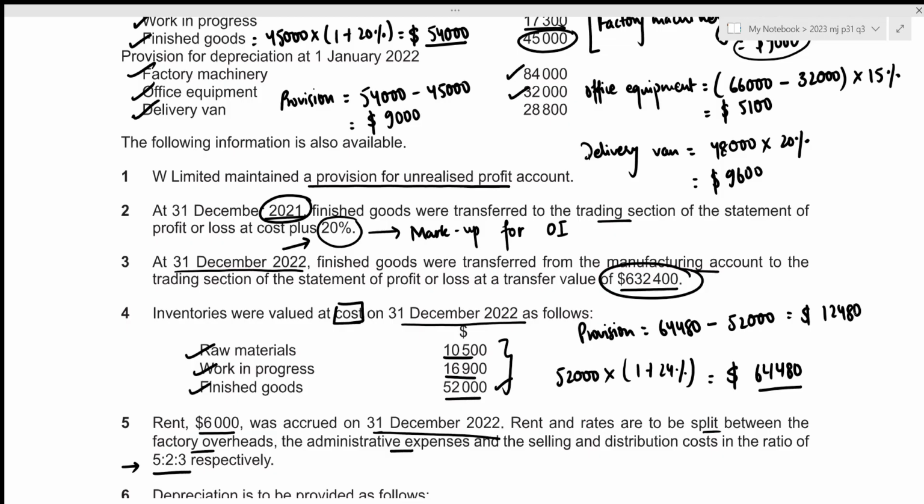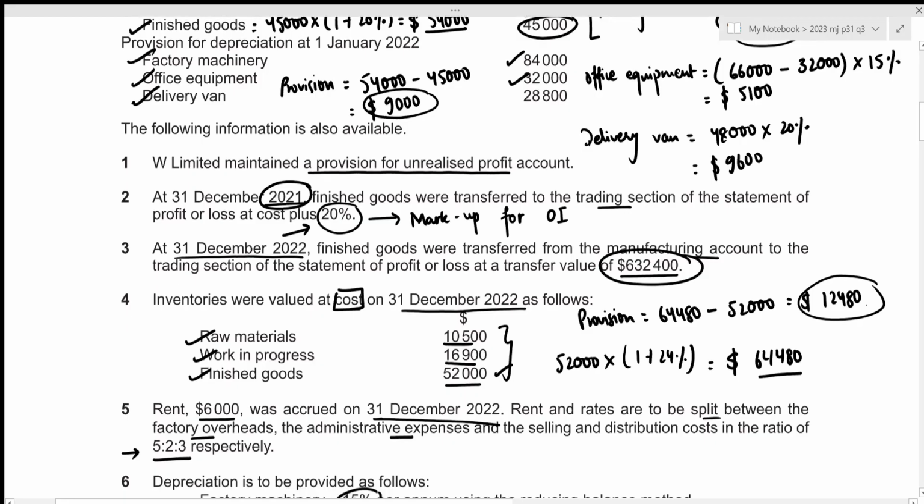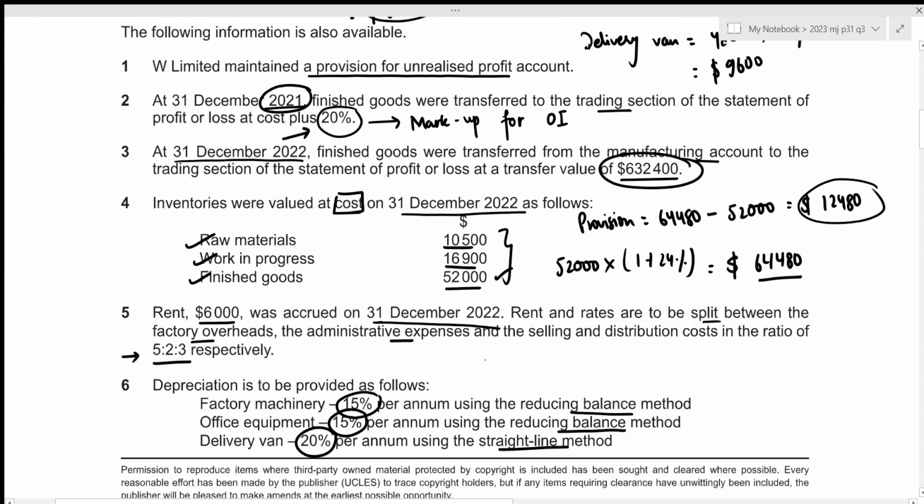Now the next step would be to see whether there has been an increase in the provision or a decrease in the provision. So we can clearly see that the opening inventory had the provision of 9,000, but the closing has the provision of 12,480. So there is definitely an increase. So let's figure out the value of increase in provision. That is just going to be the difference between these two values. So that's 12,480 minus 9,000, which results in the value of 3,480.